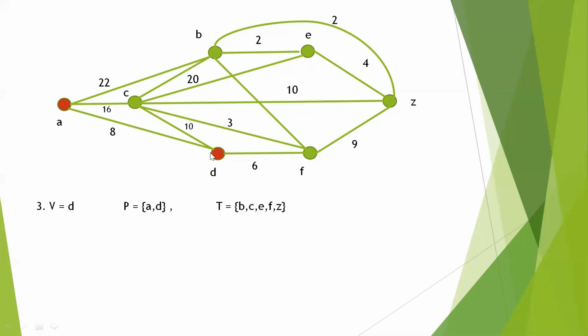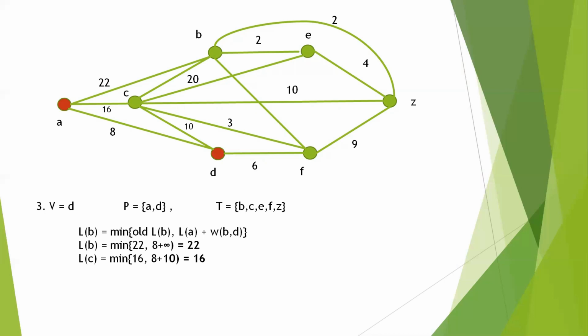If we select D, it means we add it into the permanent label, so that P equals A comma D and T equals the remaining nodes. Again, we apply the same procedure. We find the shortest weight which is connected to vertex D. So again, we use the same formula and we calculate the load of B, which is equal to 22. Then the load of C equals 16.